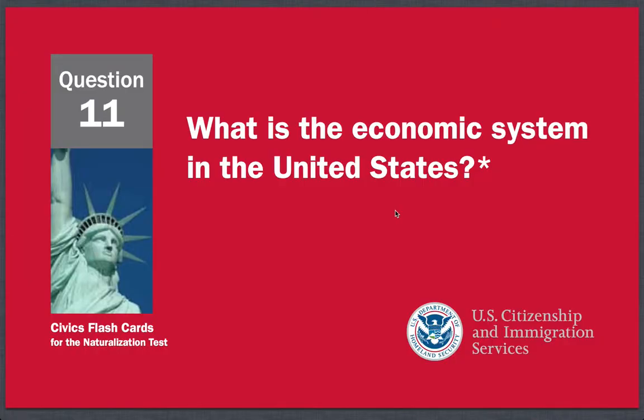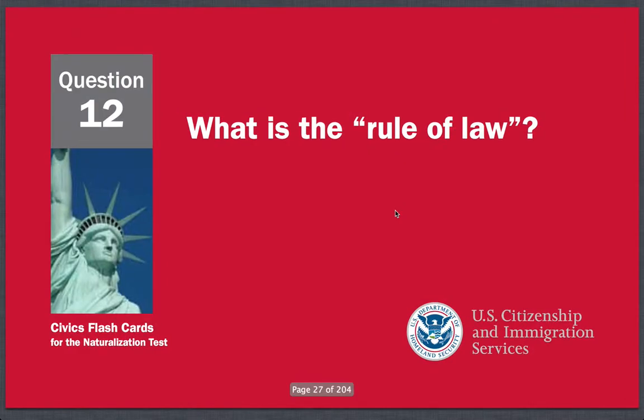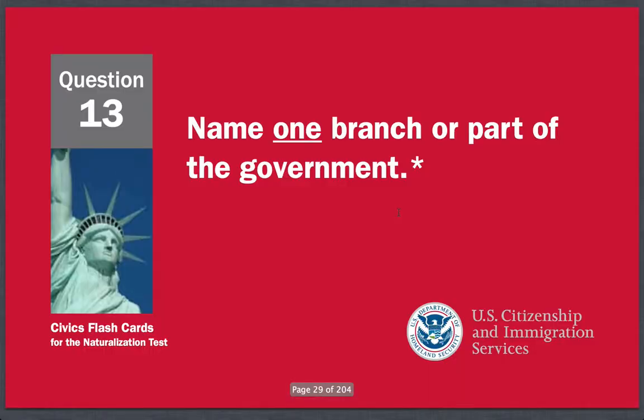What is the economic system in the United States? Capitalist economy or market economy, also known as free economy. What is the rule of law? Everyone must follow the law. Leaders must obey the law. Government must obey the law. No one is above the law. That's usually the wording that they use for the rule of law.